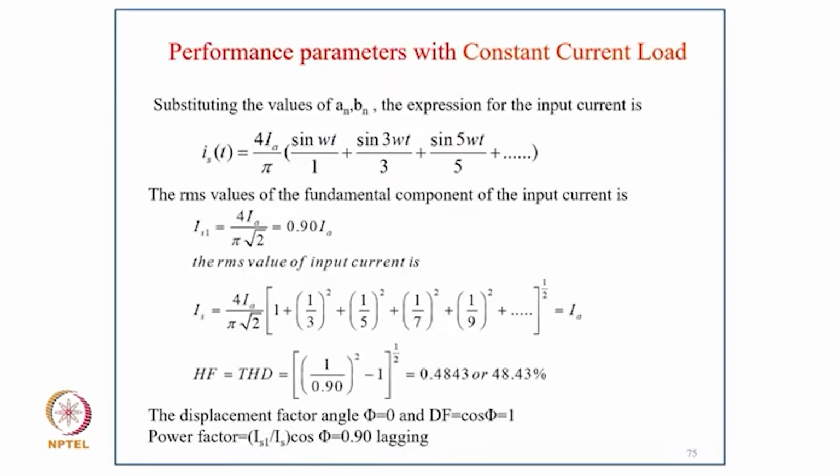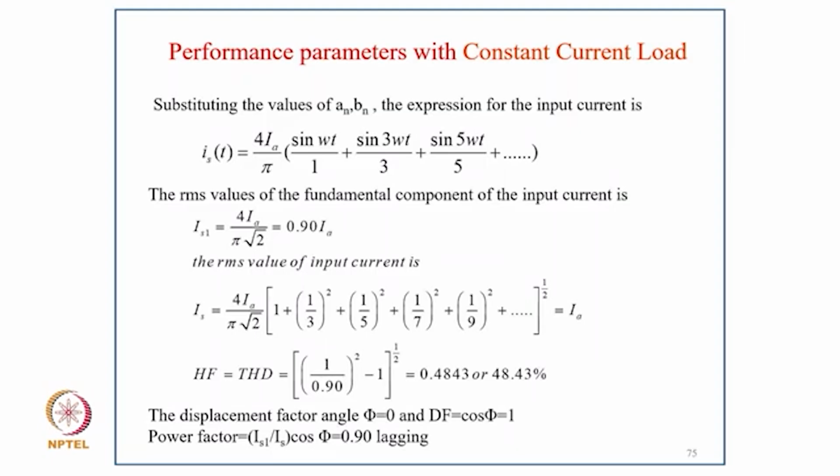So substituting the value of bn, the expression of input current is Is equal to 4Ia upon pi in bracket sin omega t upon 1, sin 3 omega t by 3, sin 5 omega t by 5, and so on. All the odd harmonics are present, and the RMS value of the fundamental component of input current is Is1 equal to 4Ia divided by pi root 2, equal to 0.9 Ia.